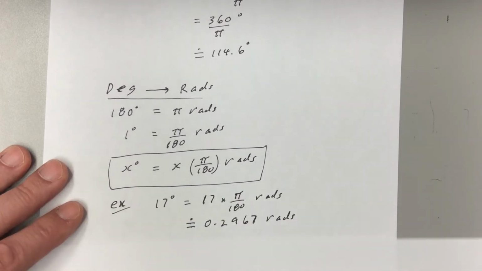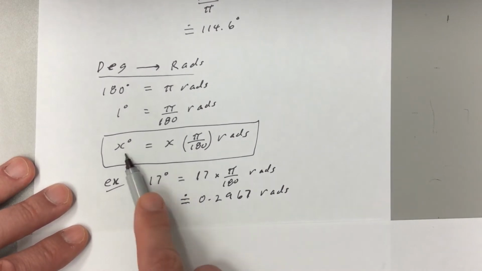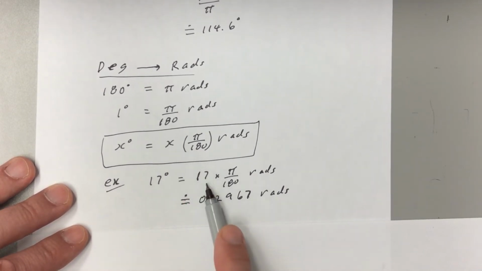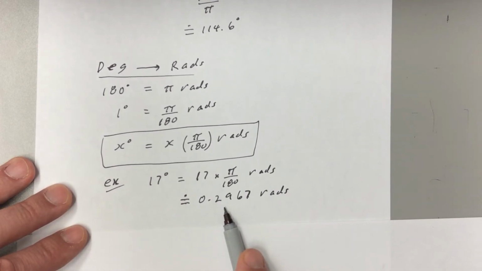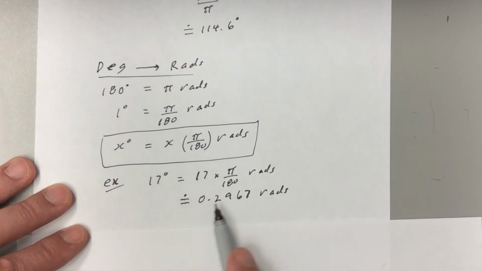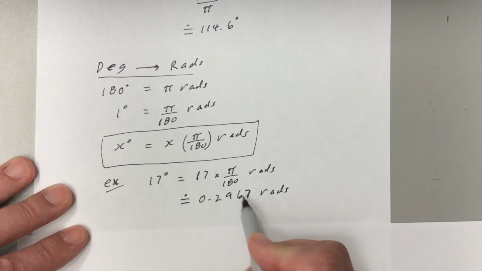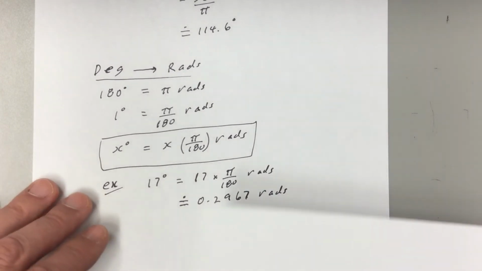An example for that would be if you wanted to convert 17 degrees to radians. Well, 17 is the x, so 17 times pi divided by 180 is approximately 0.2967 radians. So 17 degrees is about 0.2967 radii of arc length. Well, that's smaller than 1 radius of arc length. It's almost 1/4 of a radius of arc length. Okay? So that's what that means.